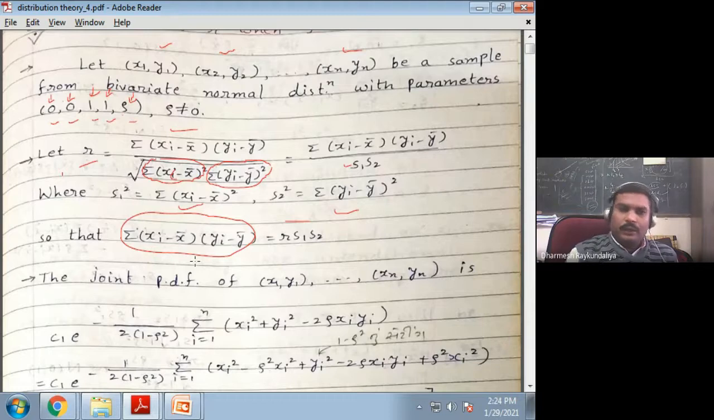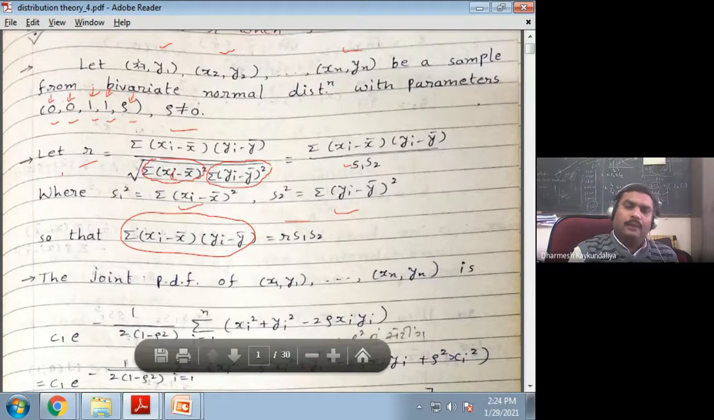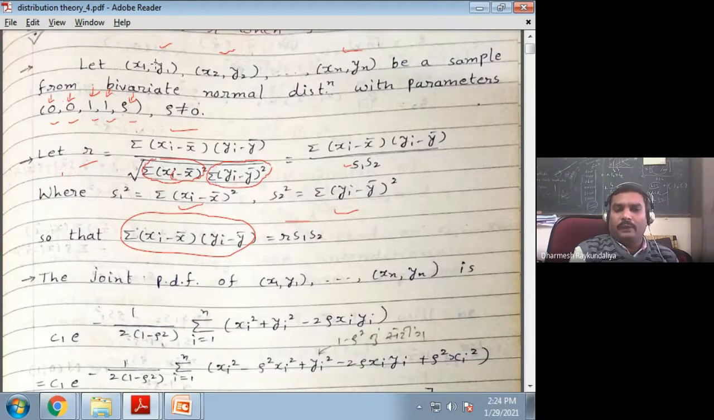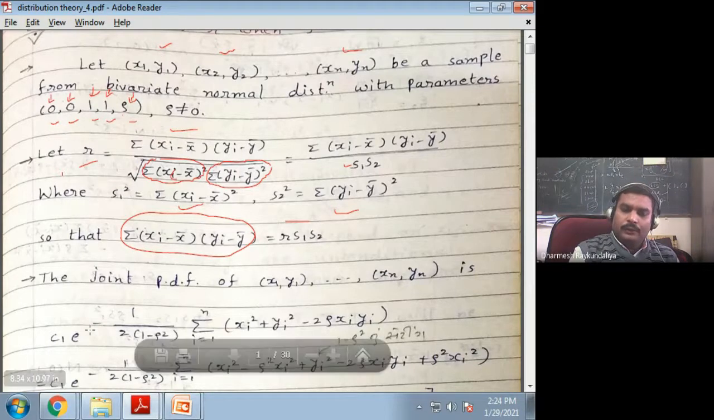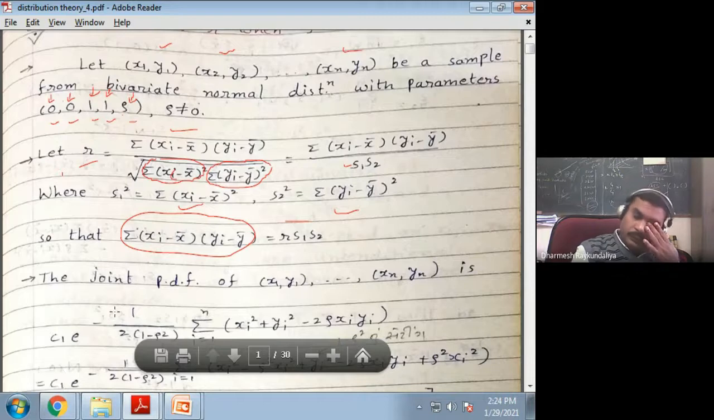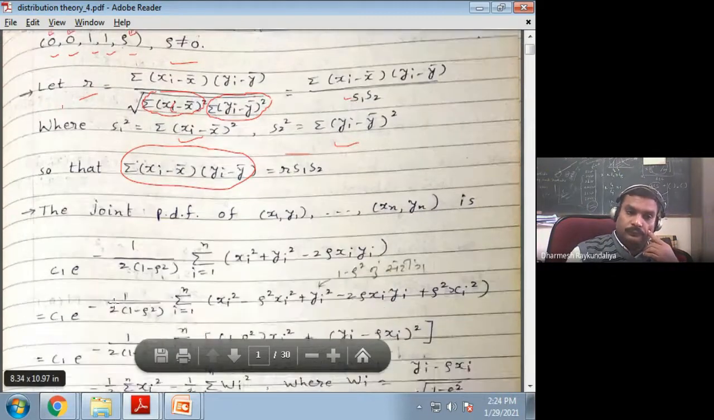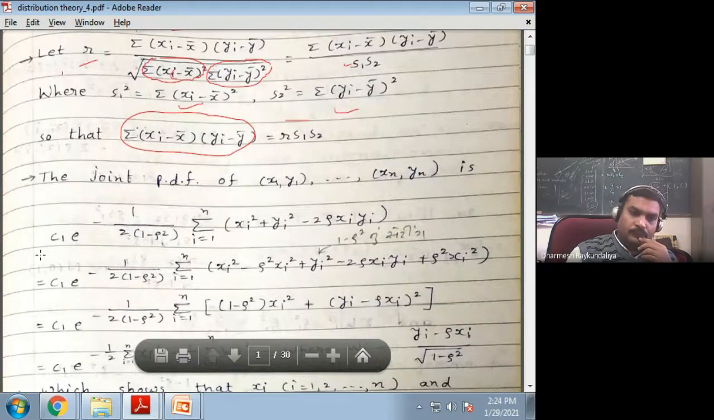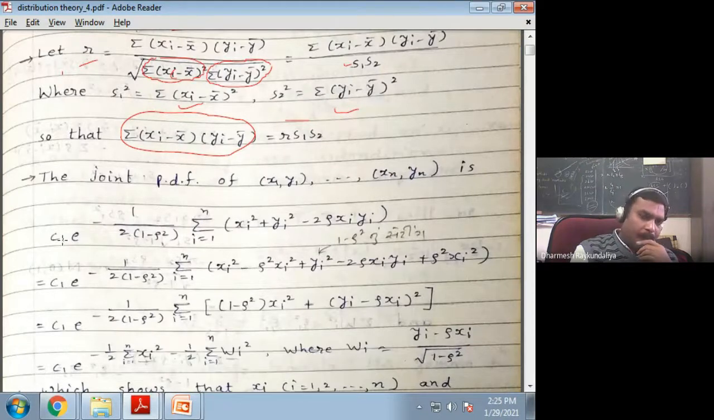So now we know that the joint distribution of x and y is given. It is a bivariate normal. So what is the bivariate normal PDF? It is 1 upon 2 pi. What is the PDF? Does anybody remember?